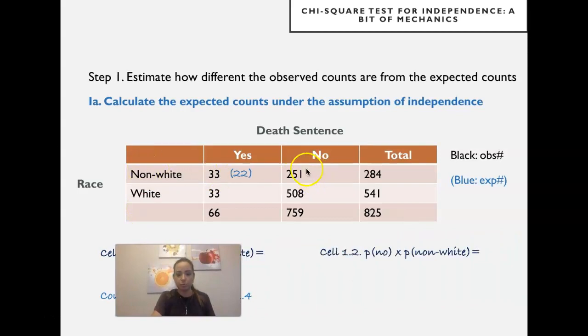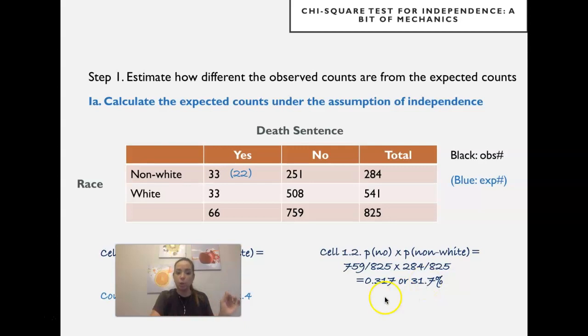Cell 1.2, first line, second column. That's the probability of not getting the death sentence once you are being judged, and the probability of you being non-white if you are in court, okay? So the probability of not getting the death sentence is the total number here, 759, divided by the total number of people being judged. And the probability of being non-white is, again, the total number of non-white individuals divided by the total number of individuals being judged. And that is about 32%, 0.317.